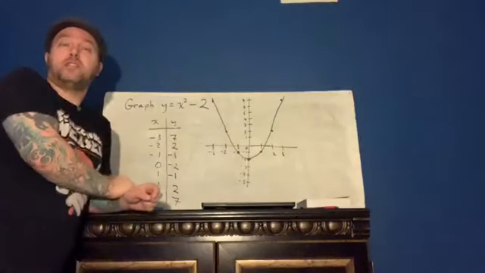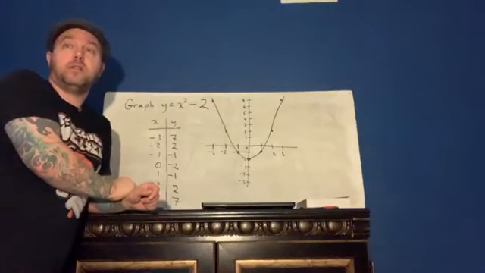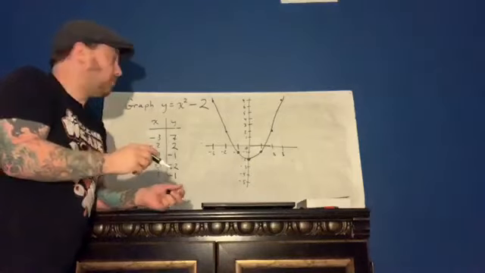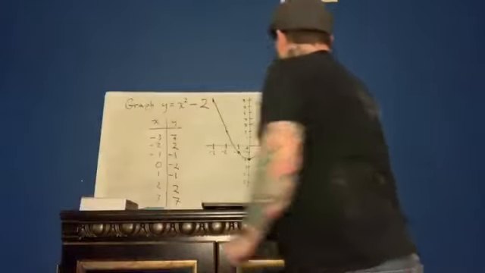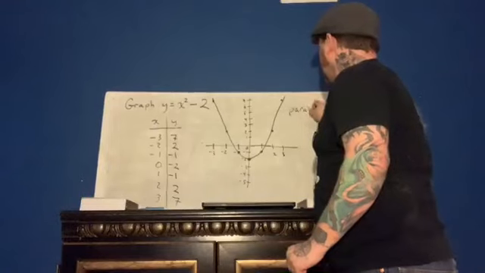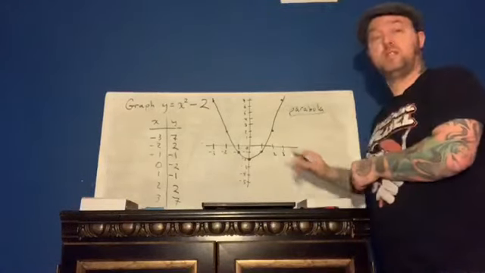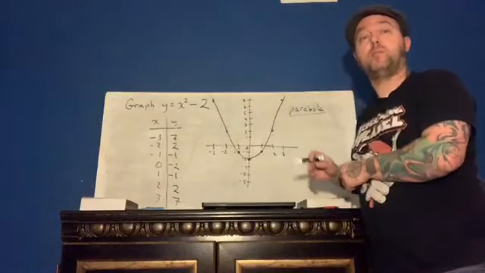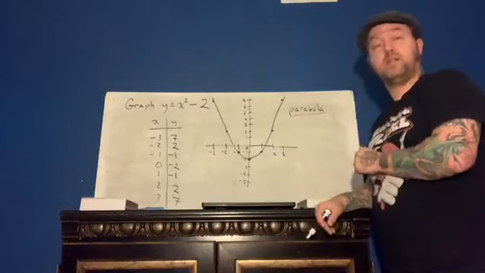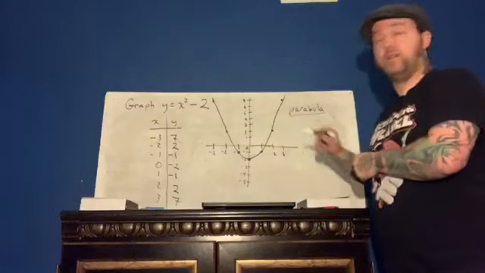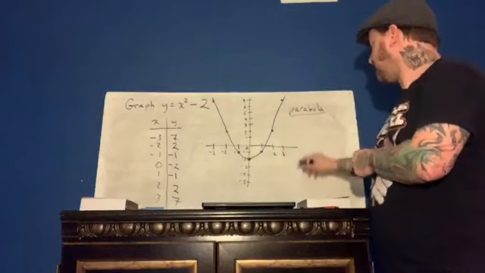Does anybody know what that shape is called? That's right, a parabola. Well done. So a quadratic equation will give us a parabola. Okay? You want to try one? All right. You try this one.